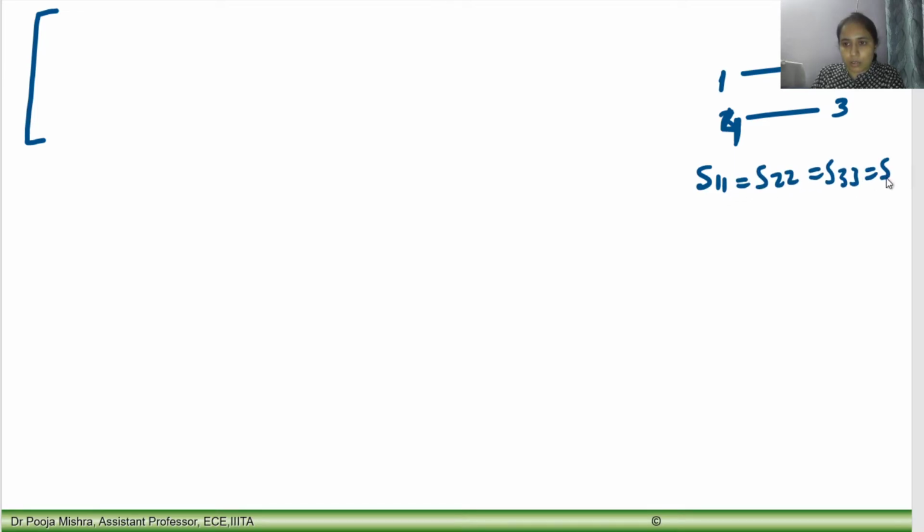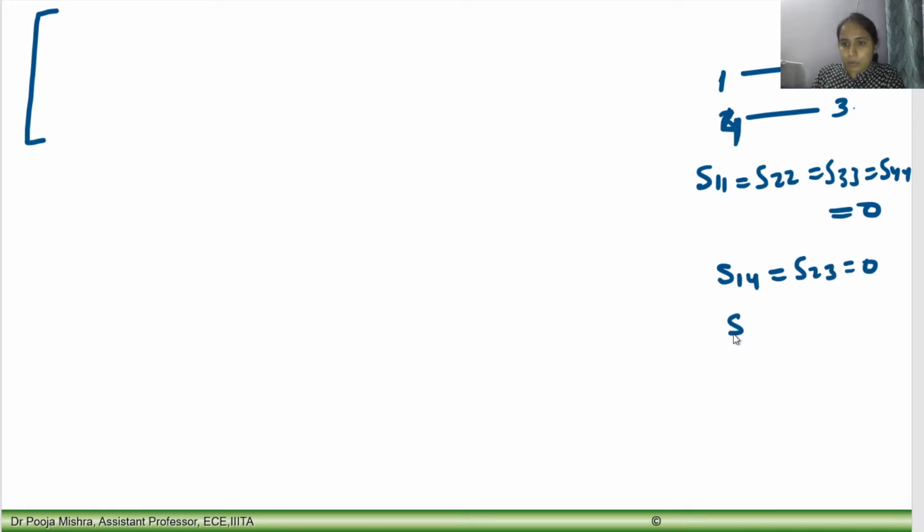The scattering matrix for this directional coupler will be 1, 2, 3 and 4. Let's suppose that all the ports are perfectly matched, which means S11 is equal to S22 is equal to S33 is equal to S44, which are 0. We are sending the signal from 1, and it appears from 2 and 3. However, there is no communication between 1 and 4, so S14 is equal to S23 is equal to 0.